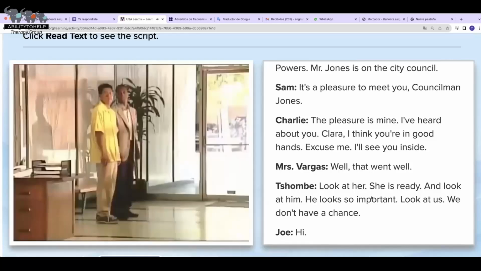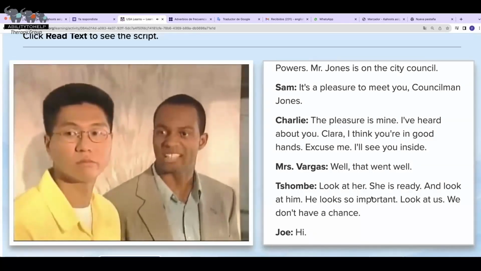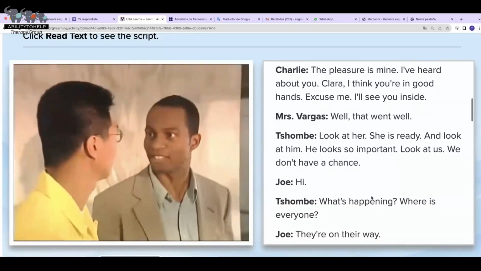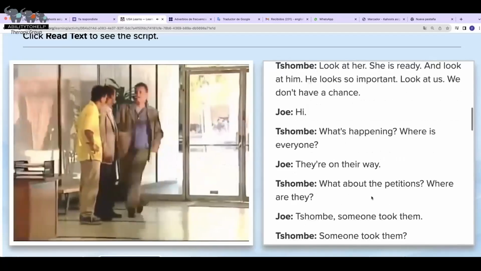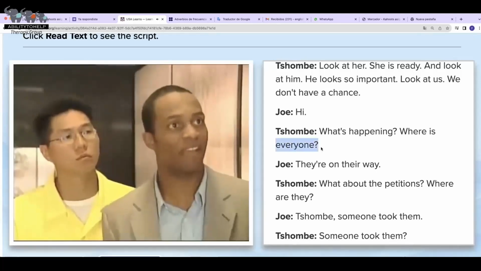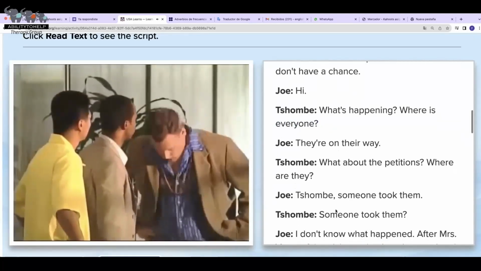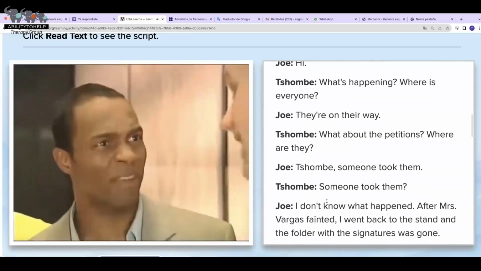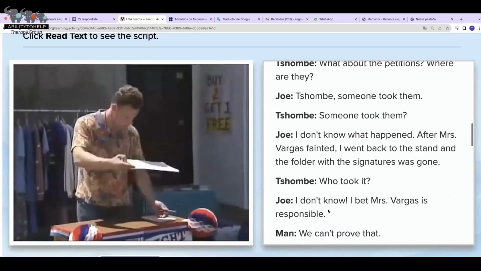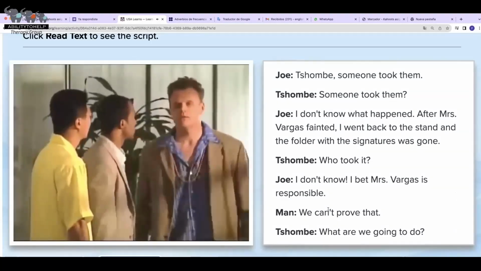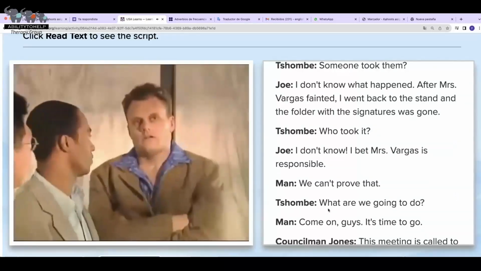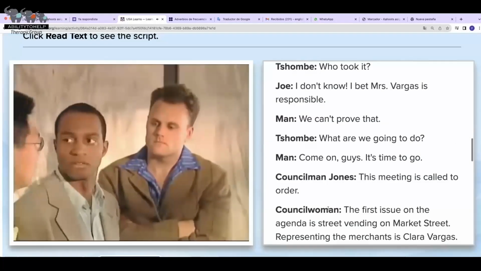Well, that went... Look at her. She is ready. Look at him. You look so important. Look at us. We don't have a chance. What's happening? Where is everyone? They're on their way. What about the petitions? Where are they? Someone took them. Someone took them? I don't know what happened. After Mrs. Vargas fainted, I went back to the stand and the folder with the signatures was gone. Who took it? I don't know! I bet Mrs. Vargas is responsible. We can't prove that. What are we going to do? Come on, guys. It's time to go.